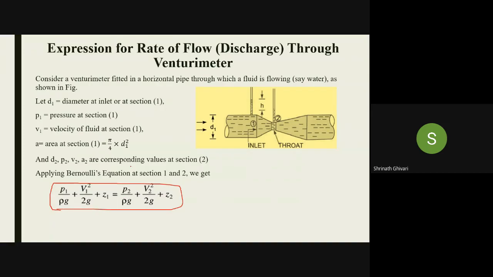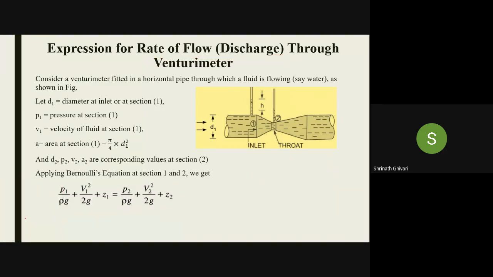Now we have to determine an expression which relates the flow, or rate of flow, or discharge. The rate of flow or discharge is Q, and we want something like this: Q equal to area into velocity. So we have to find the value of velocity and the area, everything. We will discuss now how to do it. So we are using the Bernoulli's equation.